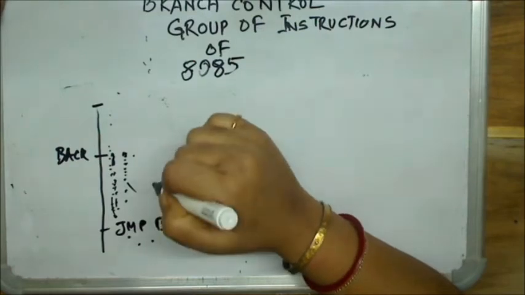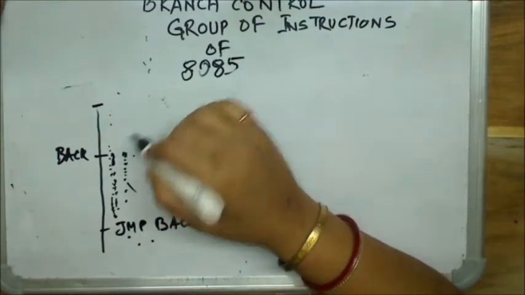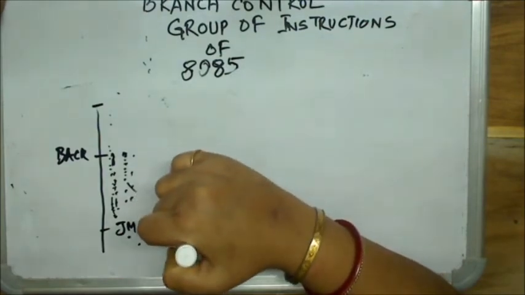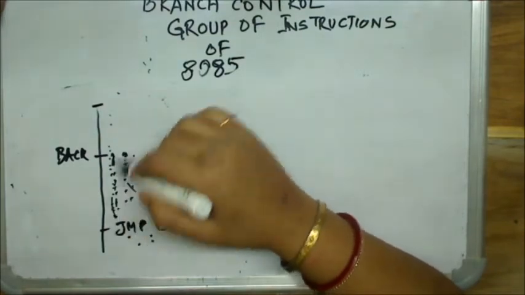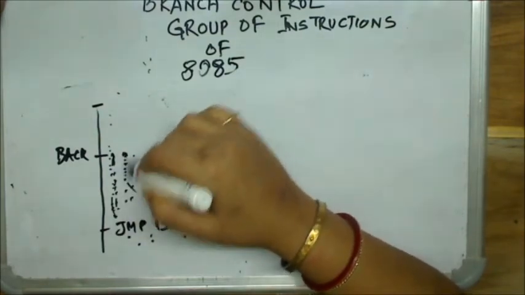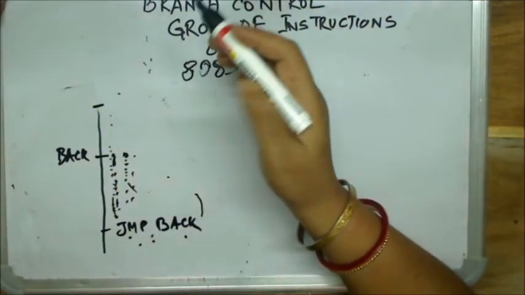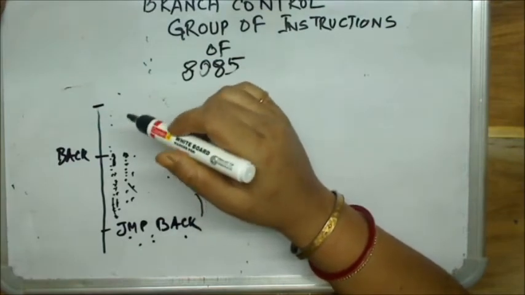Why is this an infinite loop? Because you have not put any condition. Whenever it hits the instruction jump back, it will go back, so it can never come out of this. So this is an infinite loop. Are infinite loops useful? Yes, not every day, but yes.